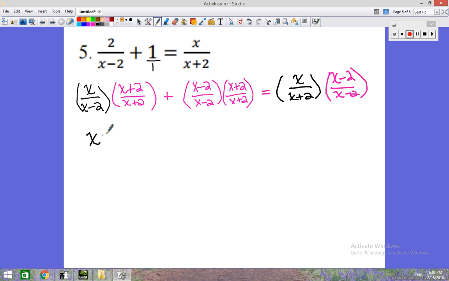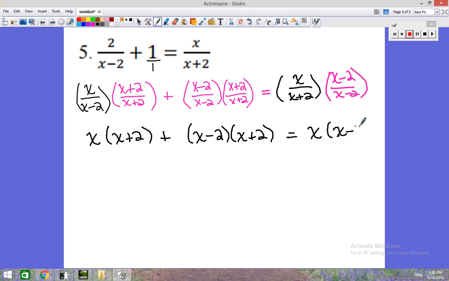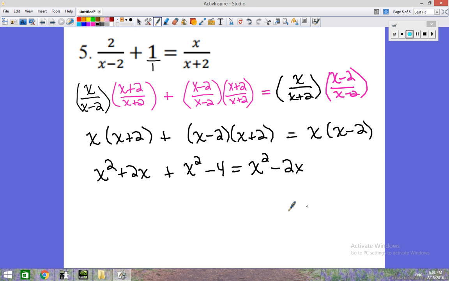Let's take this x times x plus 2, and this guy is a special product, and x times a quantity x minus 2 there. Alright, if I distribute the x, I've got x squared plus 2x. If I multiply this together, the middle terms will cancel, and I'll get x squared minus 4. And if I distribute that, I get x squared minus 2x.